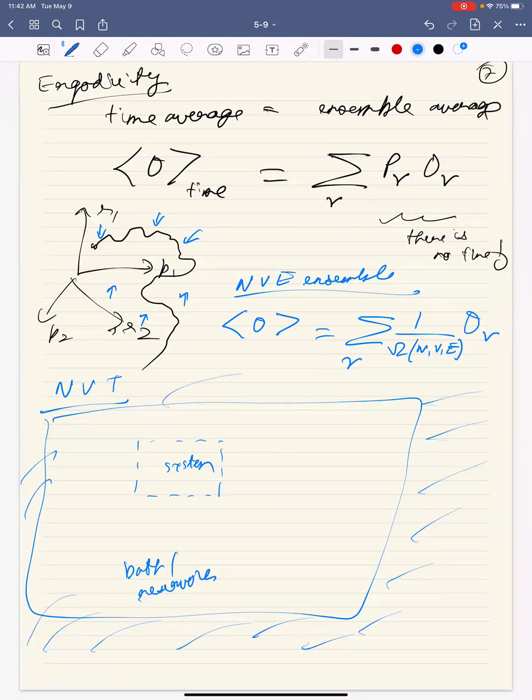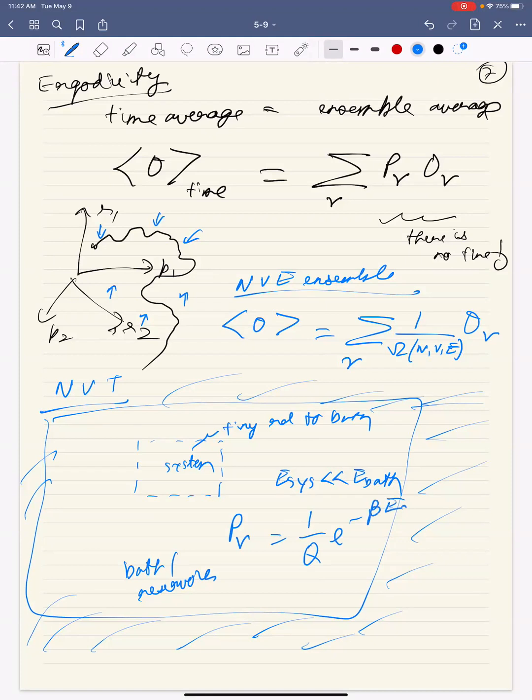The whole thing together is an NVE ensemble, right? But this one is tiny relative to the bath. So E system is much less than E bath. And we did not need to talk about N system over here, but that's what we did for the grand canonical ensemble, right? So we did a Taylor expansion. Remember, we went through that. And through that, we got the P nu. And P nu for this one was 1 over Q e to the power minus beta E nu, right? This was NVT, where we can exchange energy, but we cannot exchange number.